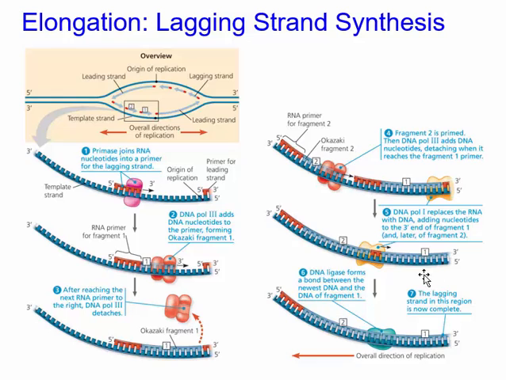All right, so now we're stuck with a bunch of little RNA primers. So what do we need to happen? Well, this DNA polymerase 1 comes in and rips out those RNA primers and fills in with DNA. And then something called DNA ligase ligates, connects those Okazaki fragments to make a continuous strand.